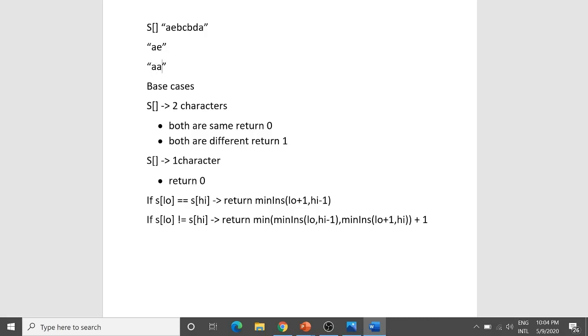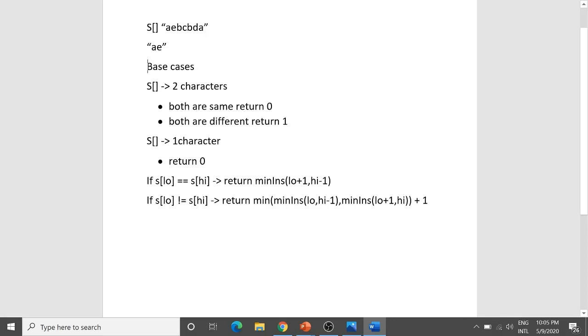So suppose in this case I have got 2 A's. Now do I need to delete anything to make this string a palindrome? No, there is no need to delete anything. Hence we would be returning 0 in this case when both the characters are the same. Now if we take AE, both the characters are not the same in this case. So what shall I do? I should return 1 in this case. Either I should delete an A or I should delete an E to make this string a palindrome.